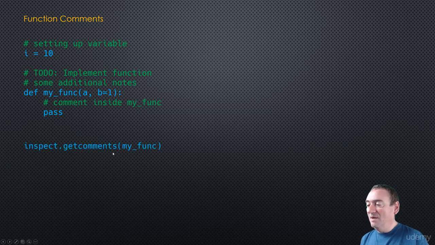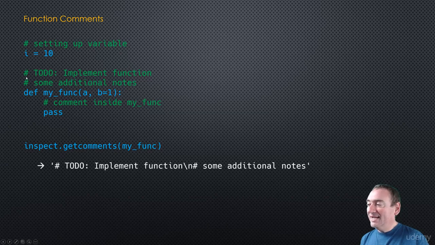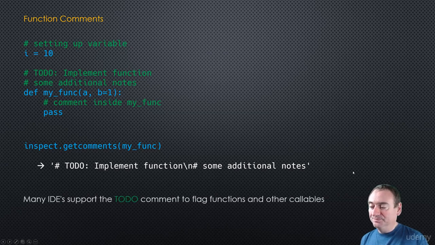Well, you can use the getcomments function, and you pass in my func, and you get back these two comments here. You get back basically any comments that are immediately preceding the definition of the function. So in this case, we have the to-do implement function and the pound, backslash n, a new line, and then the next comment, some additional notes. You'll notice that it doesn't include this comment here, and it doesn't include this comment over here inside the function.